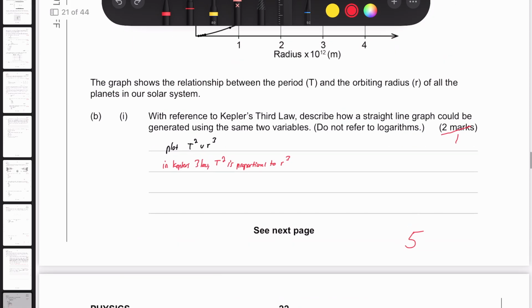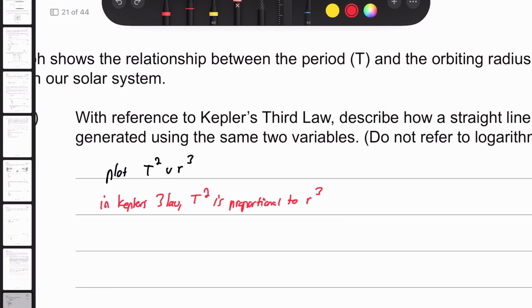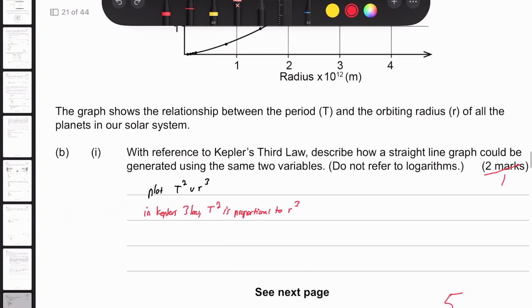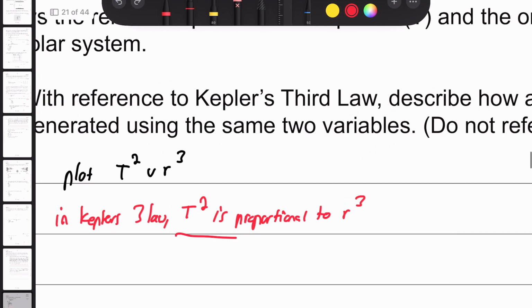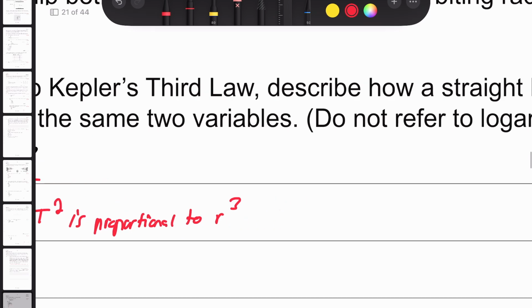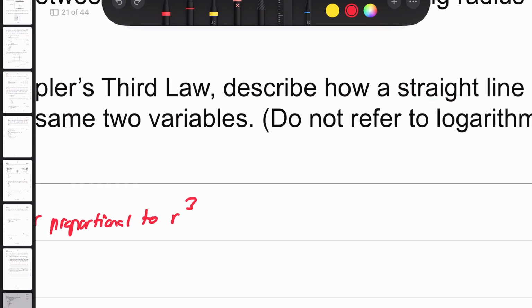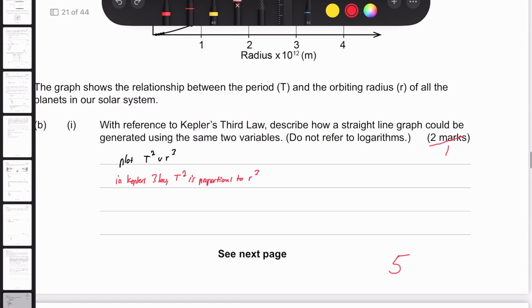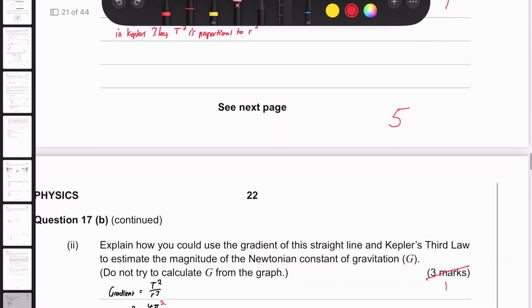So going down here, I didn't talk about Kepler's third law, because if I did, then we'll look at the second mark. You got 1 mark for stating that T squared is proportional to r cubed. So then I got the mark for saying graph or plot T squared versus r to the power of 3. But yeah, I mean, plotting this to get a straight line strongly implies that they're proportional. But whatever, so that's another mark.